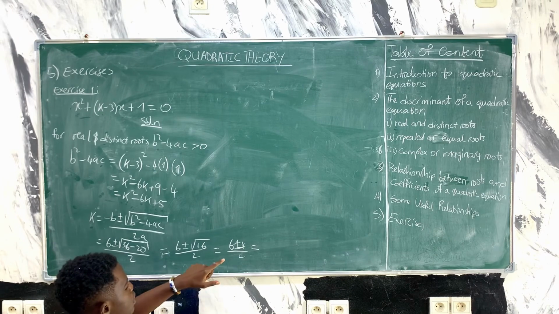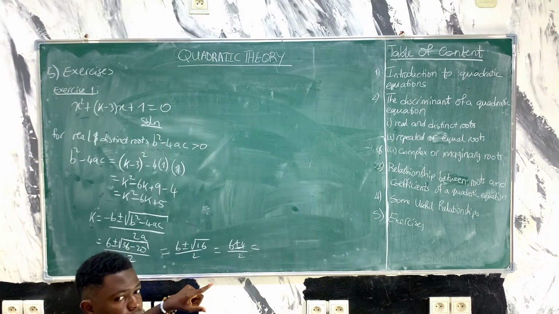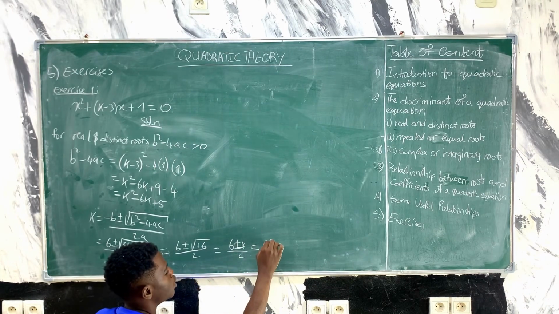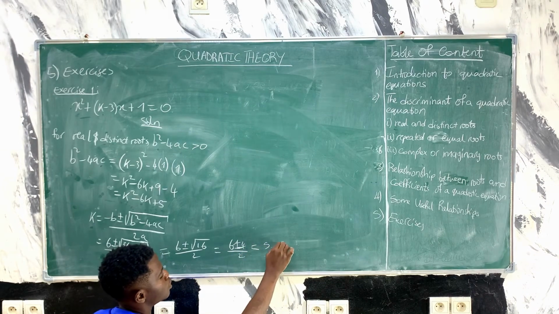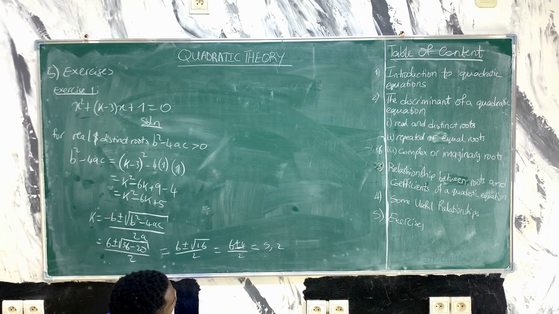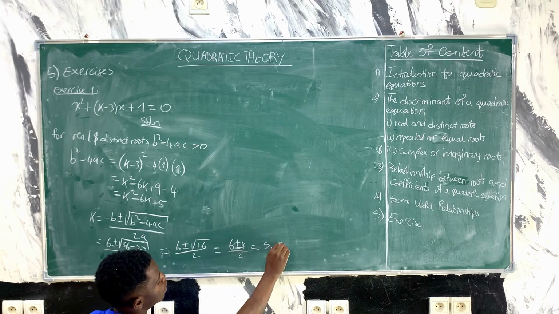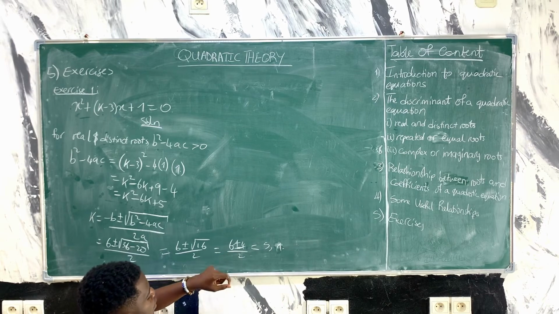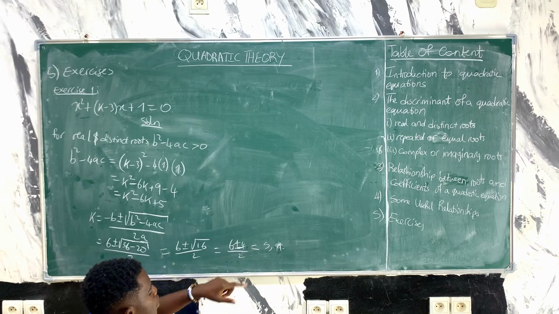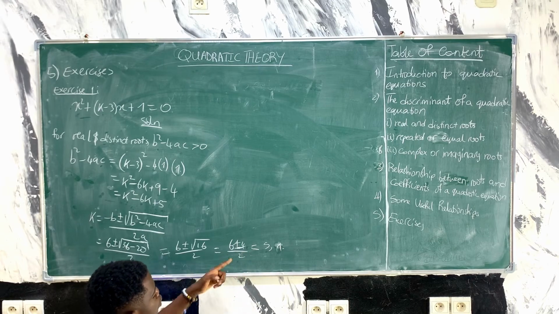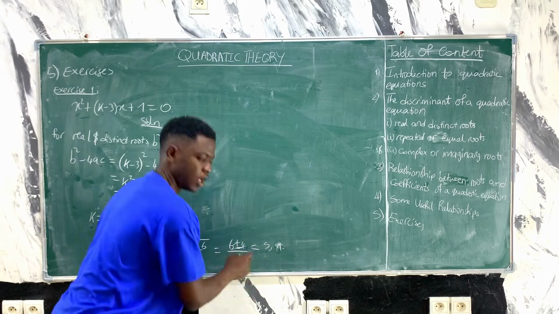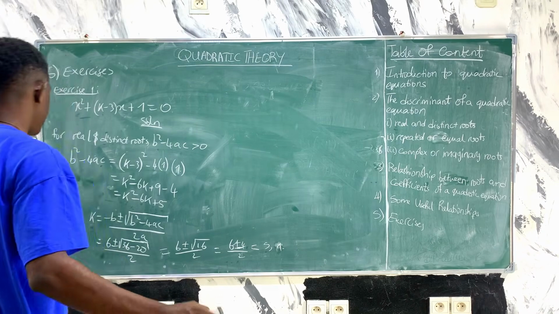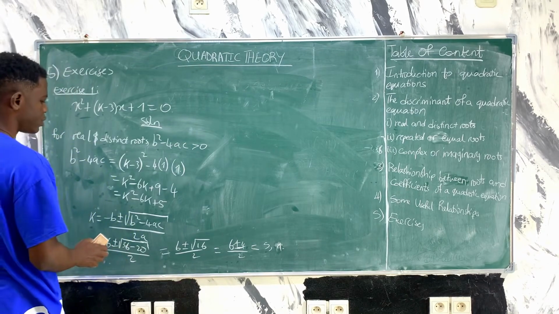So the two values will be 6 plus or minus 4 over 2. We'll first take 6 plus 4 over 2: 6 plus 4 is 10, 10 over 2 is 5. That will be the first value. 6 minus 4 is 2, 2 over 2 is 1. So the two values are 5 and 1. Here we have the values of k.